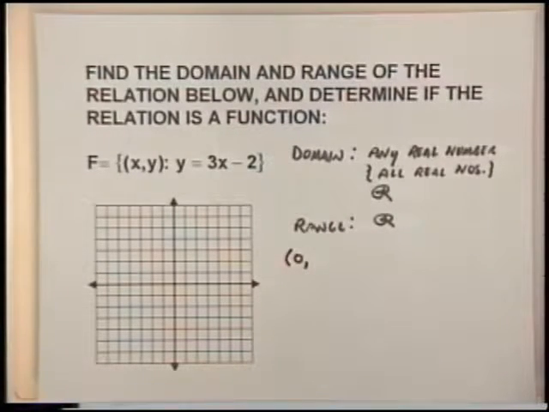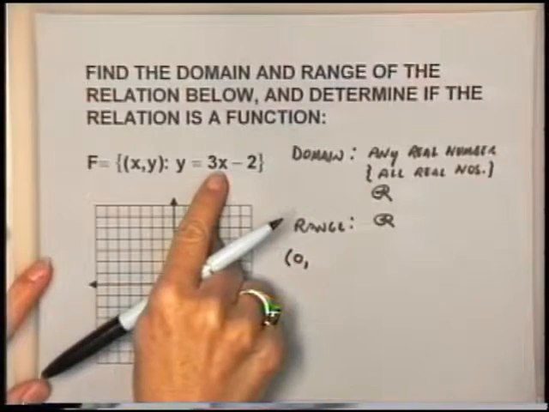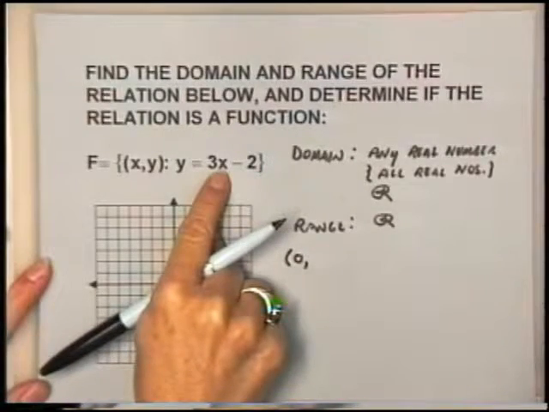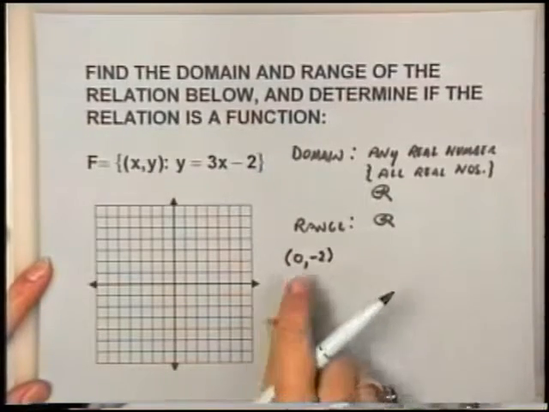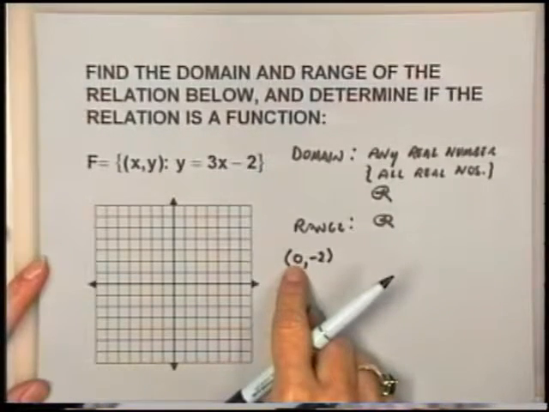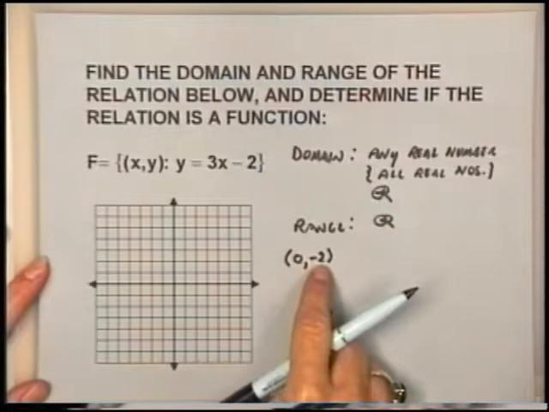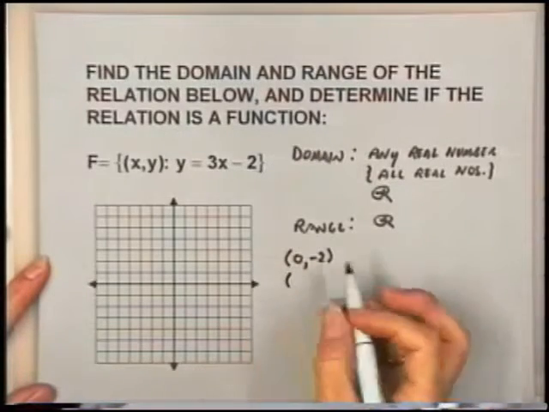If I choose x to be 0, substituting 0 here, 3 times 0 is 0, subtract 2 would give me a negative 2. When I chose this 0 for x, how many answers was I able to get for y? I only got one answer, didn't I? Well, let's try another number.